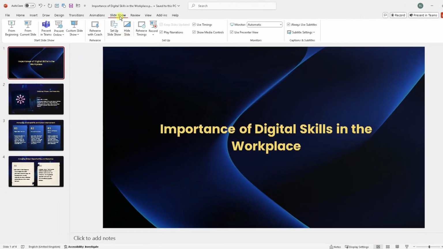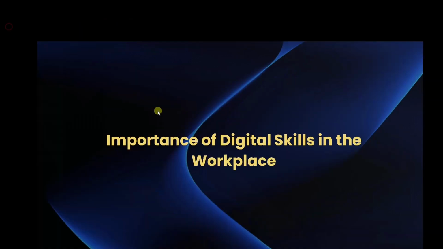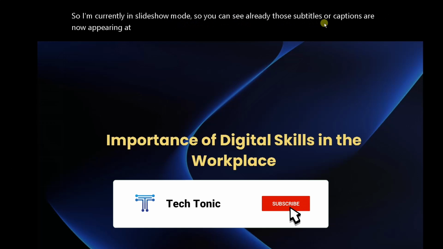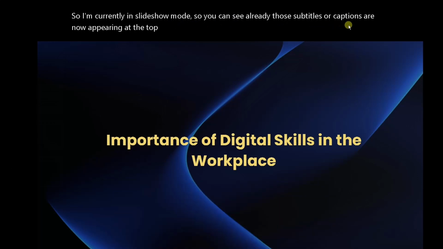So you can click on the slideshow option here, go to from beginning, or you can click on F5 on your keyboard, or down here you can click on slideshow here. So there's a number of ways to go into slideshow mode. I'm going to click here. So I'm currently in slideshow mode. So you can see already those subtitles or captions are now appearing at the top of this slide here. So at the top of the slide in the overlay.